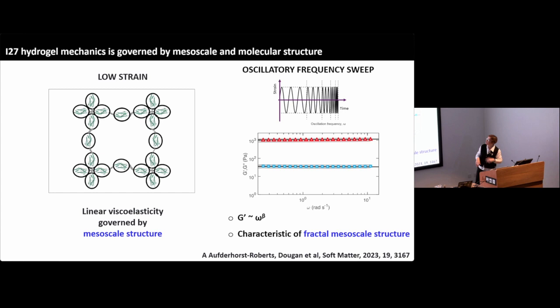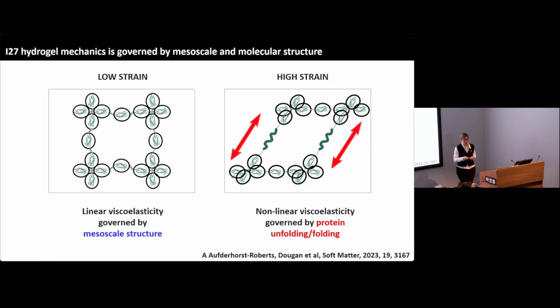So very briefly, if we do this under low strain and we use a technique called oscillatory frequency rheology, we can measure the G prime in red, the stiffness as a function of frequency, and we see this very slight power law dependence, which is indicative of this fractal structure at the mesoscale, which supports the structural studies that we've done. So basically, that means that at low strain, the viscoelastic properties of this material is governed by the mesoscale structure of the network that forms. But something quite interesting happens when we go to higher strain. We start to see features of non-linear viscoelastic properties. And now at high strain, it's the unfolding of the protein that starts to become important. So it's an interesting interplay between something happening at the nanoscale through to the mesoscale structure of this system.